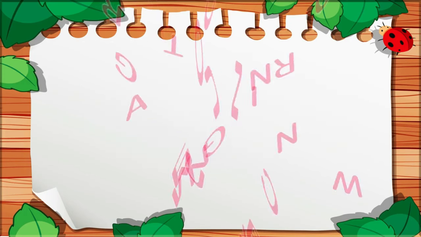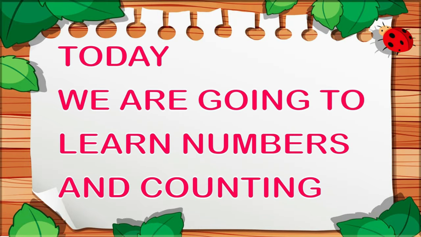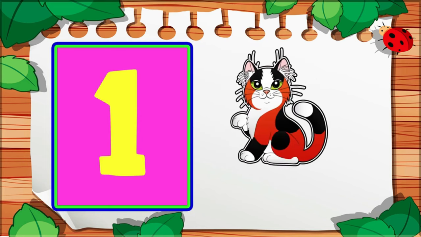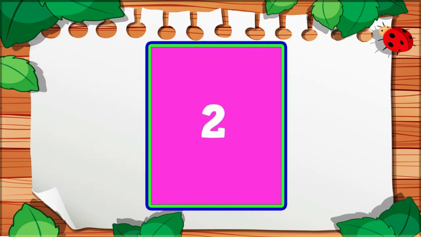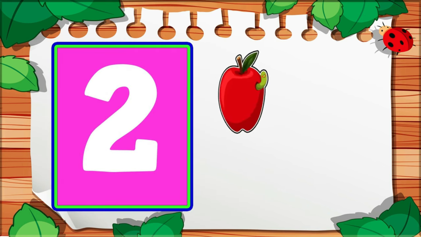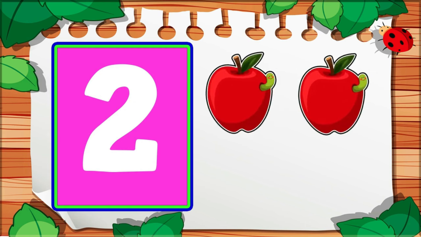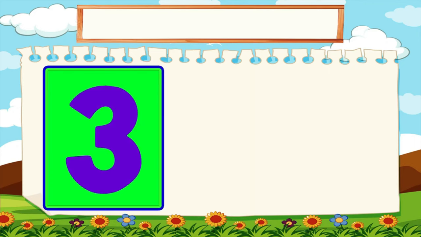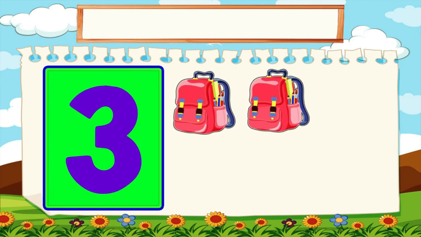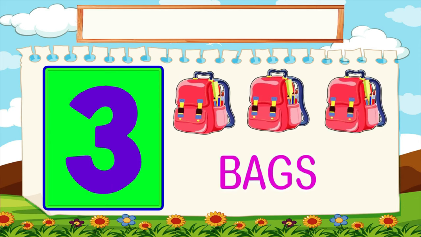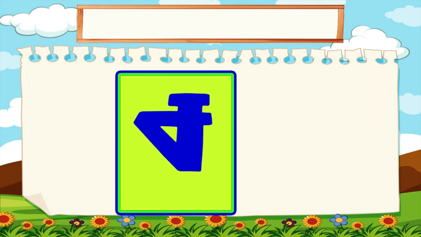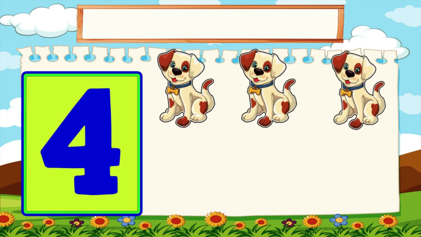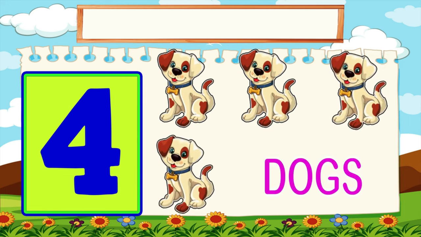Hey kids, today we are going to learn numbers and counting. 1. 1 cat. 2. 1, 2. 2 apples. 3. 1, 2, 3. 3 bags. 4. 1, 2, 3, 4. 4 dogs.